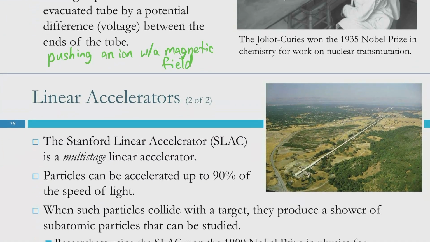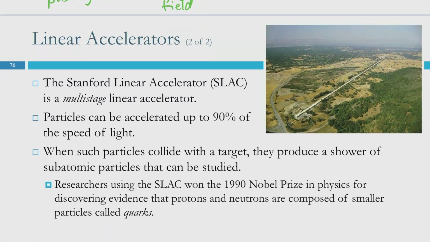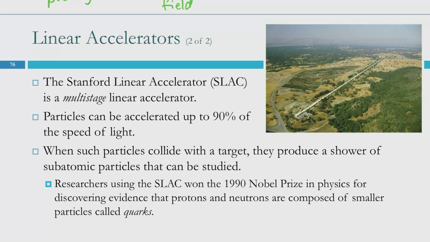The Stanford Linear Accelerator, another type of linear accelerator, is a multi-stage accelerator. So rather than having a single acceleration phase, it's like we're adding multiple of those single stages together. And you can get up to 90% of the speed of light.